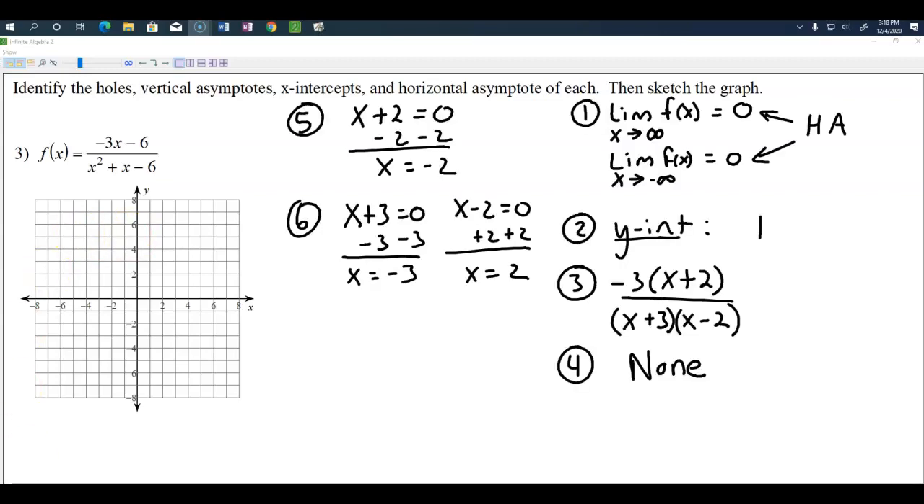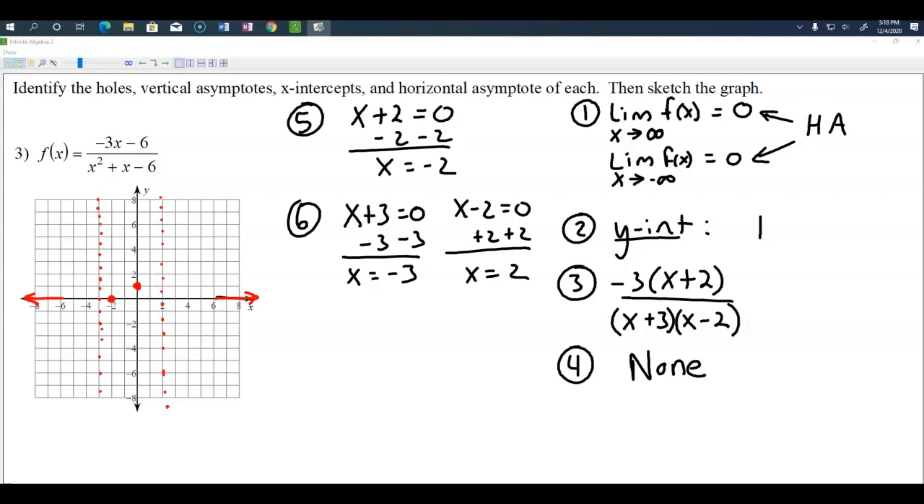All right, so I stopped at step 6 just because I want to make sure that we're good up to this point at least. So my horizontal asymptote is at 0, so I'll sketch that. My y-intercept is at 1. There's my factored polynomial. There's no holes. And we have a root at -2. And we have a vertical asymptote at -3. And we also have a vertical asymptote at 2.